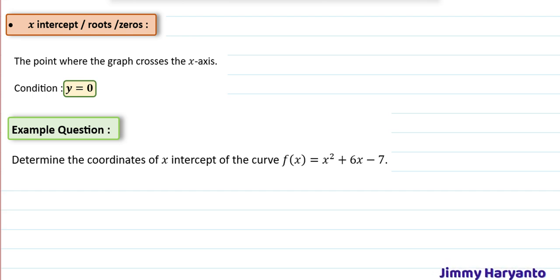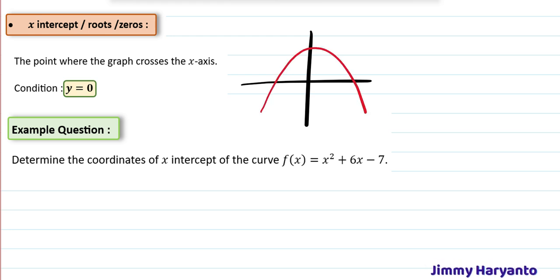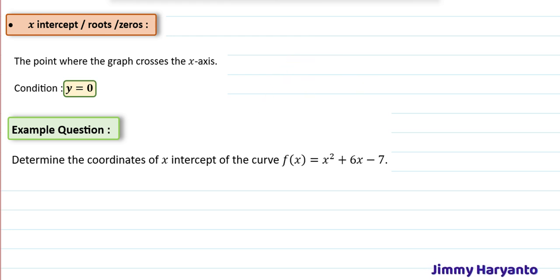And then the x-intercept. The x-intercept has a lot of names, which are roots or zeros or what else. The definition is the point where the graph crosses the x-axis. So let's say your drawing is like this. That means this one is the x-intercept. And then the condition is y = 0.